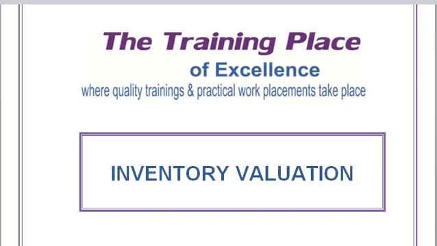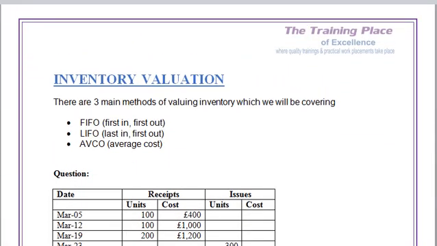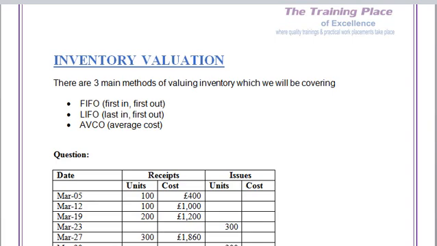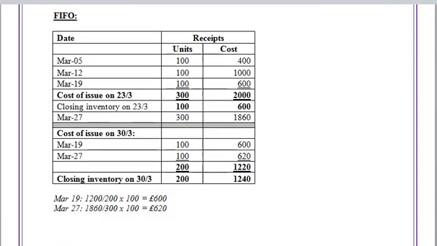Hello there, this is a teaching on inventory valuation, and it is one out of a series of three on inventory valuation, where we have covered the first in first out method of inventory valuation, the last in first out method of inventory valuation, and now we want to cover the average cost of inventory valuation.